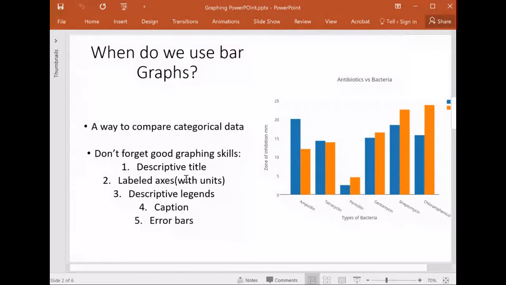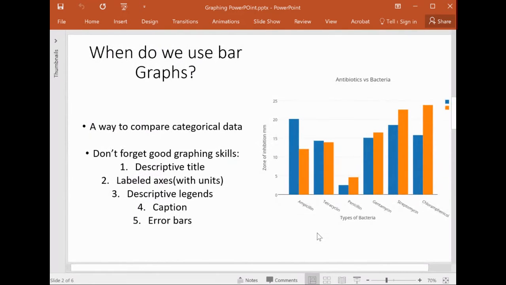All right, and the same thing, you make sure you have a descriptive title. This is not a good title, right? You want to say the effects of different antibiotics on 2 different bacteria or something like that. Make sure you have labeled axes, so they have zone of inhibition here, and then they have their units in millimeters. And then on their x-axis, they have types of bacteria, well, actually this should say types of antibiotics, and then their bars represent the different types of bacteria. And then, of course, a caption and error bars.